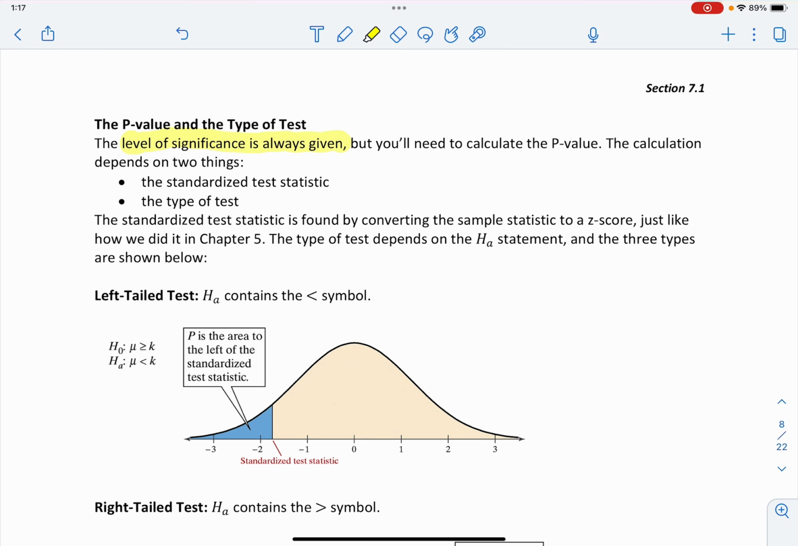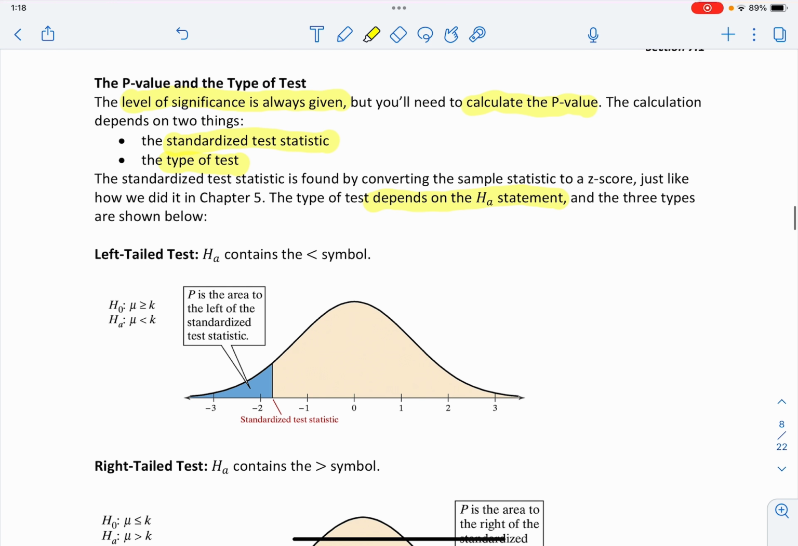But you'll need to calculate the p-value. And the calculation depends on two things, the standardized test statistic and the type of test. So we'll need to determine the type of test. And to determine the type of test, it always depends on the HA statement. That's the key. So always look for the HA.